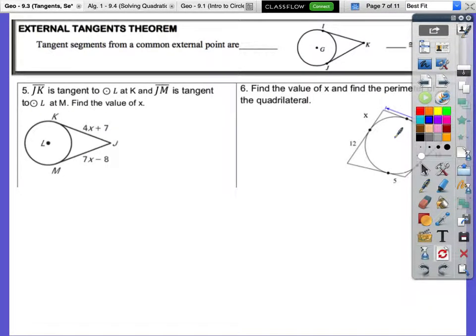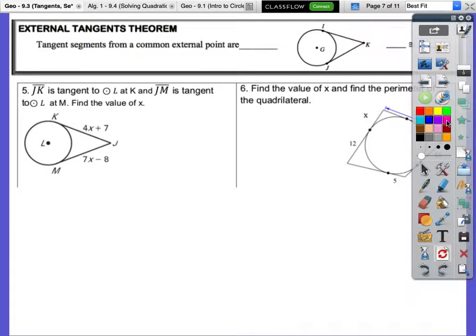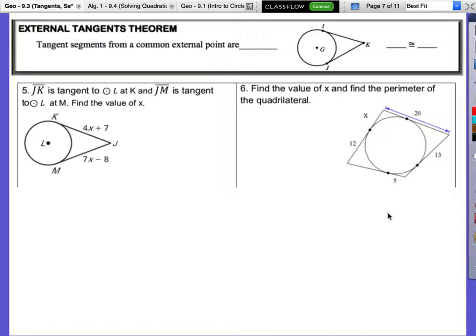Right here, the external tangent theorem. External means what? Outside. Tangent segments from a common shared external point are congruent.